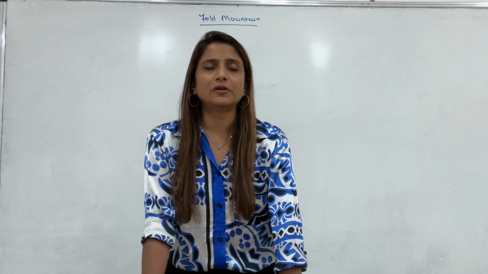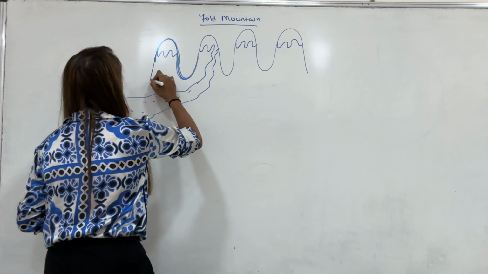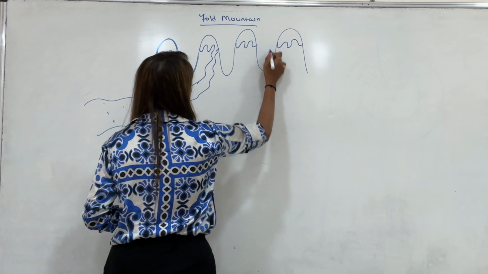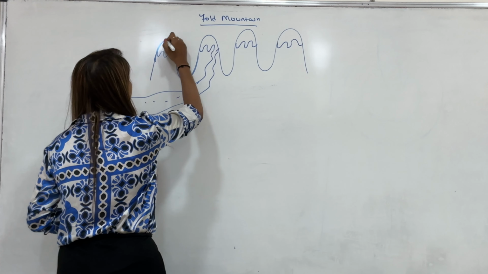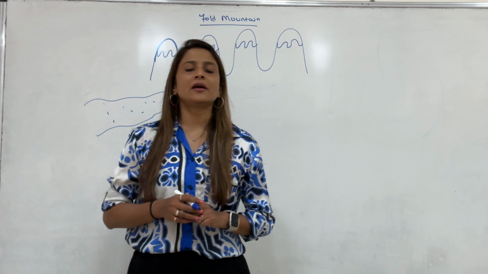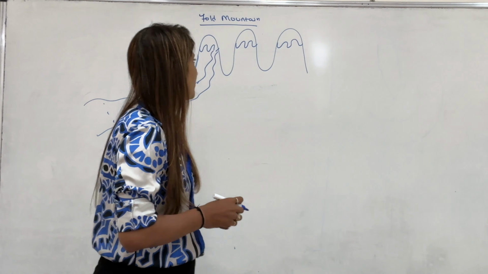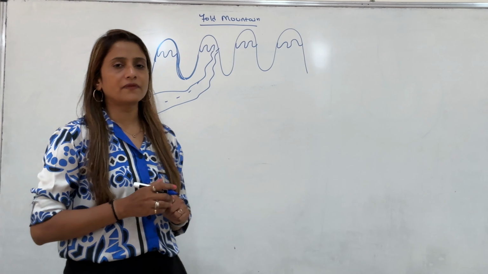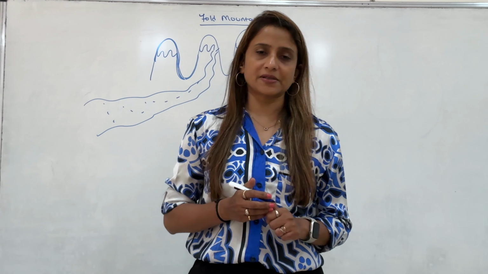Fold mountains will have snow-covered peaks. When the glaciers of the snow-covered peaks melt, they will give rise to perennial rivers. The upfold, again I am repeating, fold mountains will have wave-like formation. The upfold is called anticline and the downfold is called syncline. Anticline is also called crest and syncline is also called trough. They have snow-covered peaks and the melting of the glacier gives rise to perennial rivers.